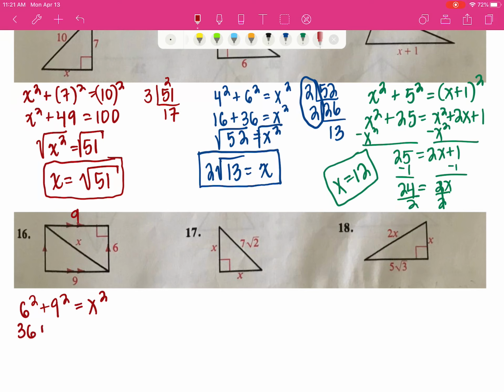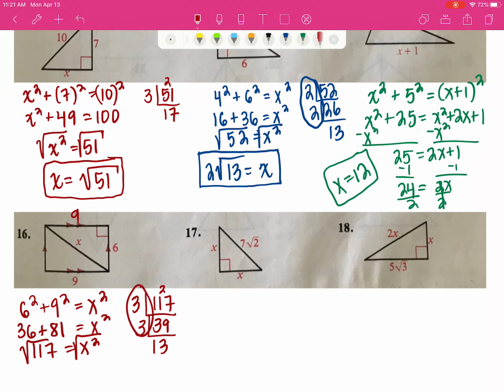We're going to solve this. 36 plus 81 equals x squared. That gives me 117 equals x squared. I'm going to square root both sides. 117 broken down, 3 goes into that number 39 times. 3 goes into 39 13 times. This breaks down. x is equal to 3 times the square root of 13.